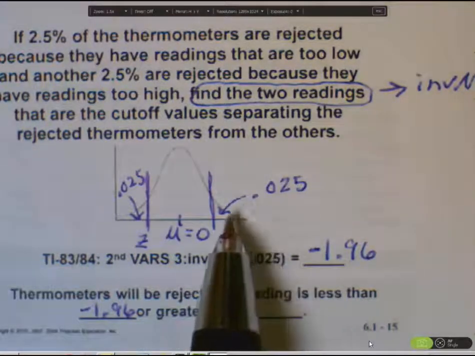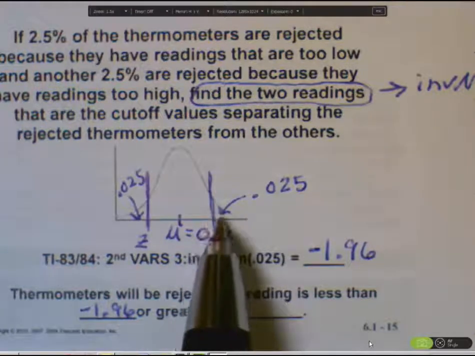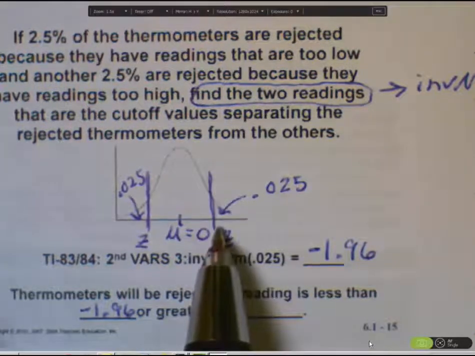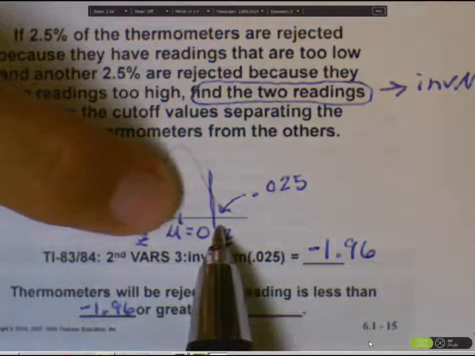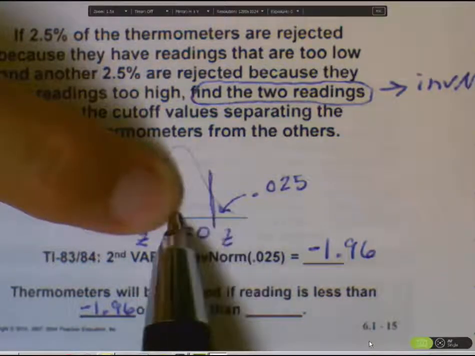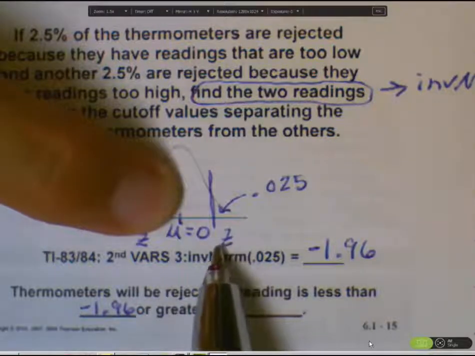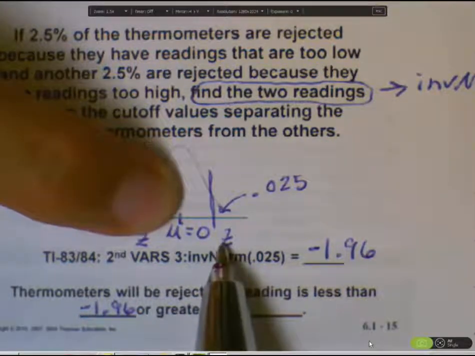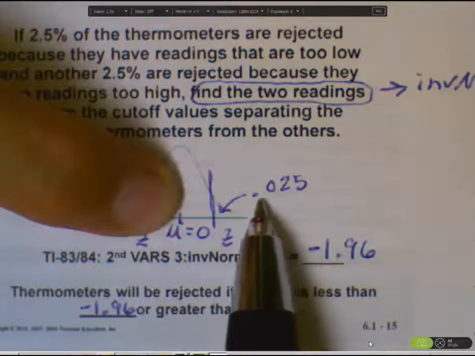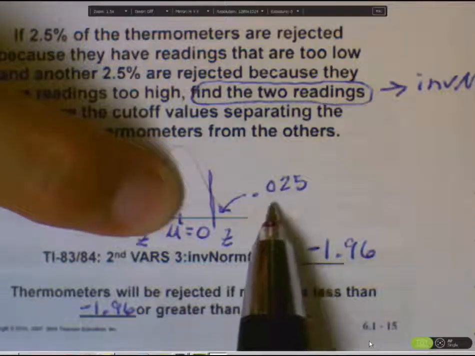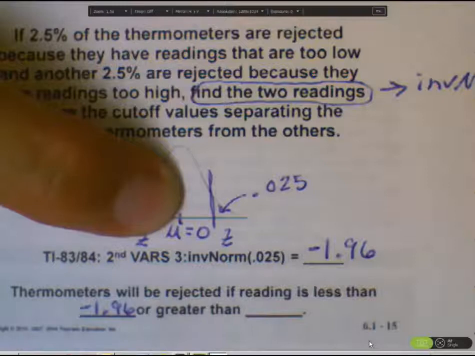If you have 0.025 to the right of the z-score you're looking for, then you have to forget this line for a second and say how much of the area is to the left of the z-score that I'm looking for, because I always have to enter the area to the left. Well, if the area to the right is 0.025, then the area to the left of that is 1 minus 0.025, or 0.975.